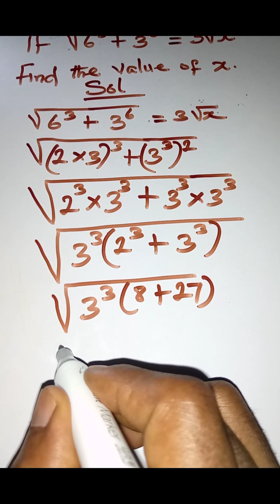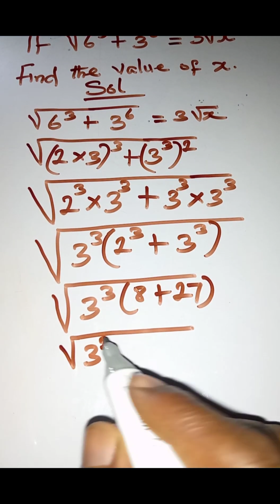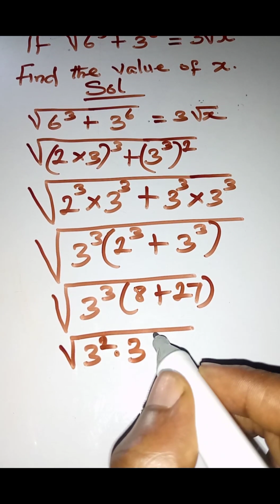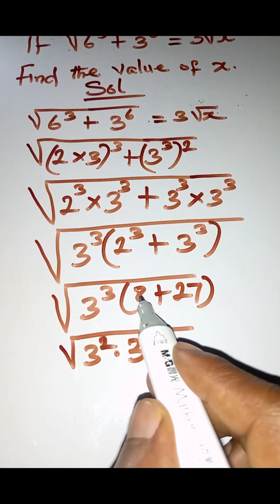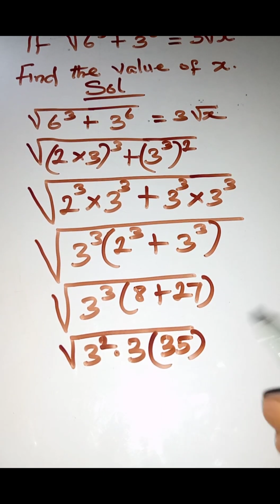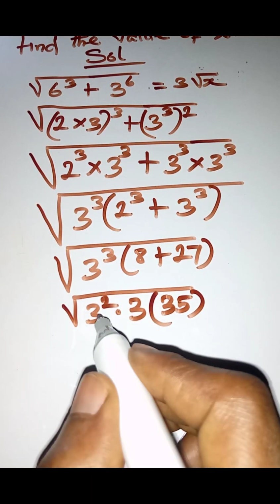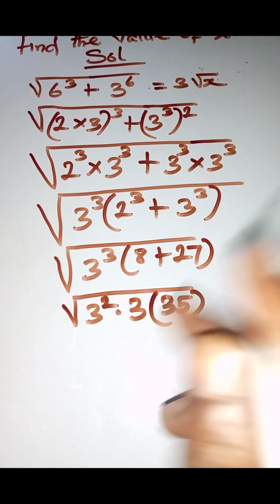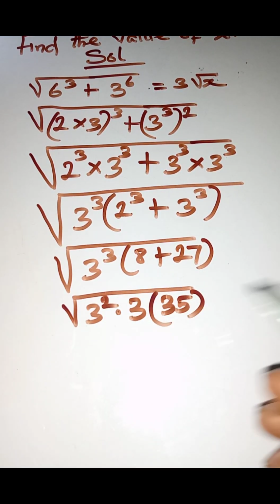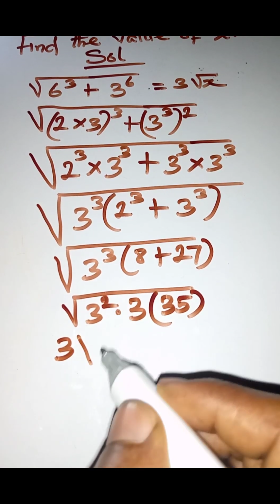Okay, so what do we do? Now this is the same thing as 3 squared times 3, because 3 to the power of 3 is 3 squared times 3. Then into brackets 8 plus 27 is 35. Then close that bracket. So what do I do from here? Now the square root of 3 squared is going to be 3, because the square root and the square will cancel each other, right? So that means 3 will come out because it's the square root of 3 squared.